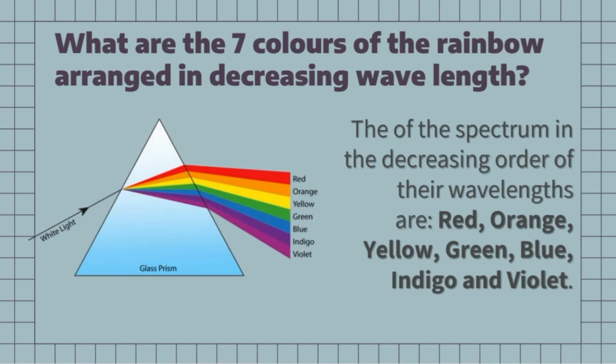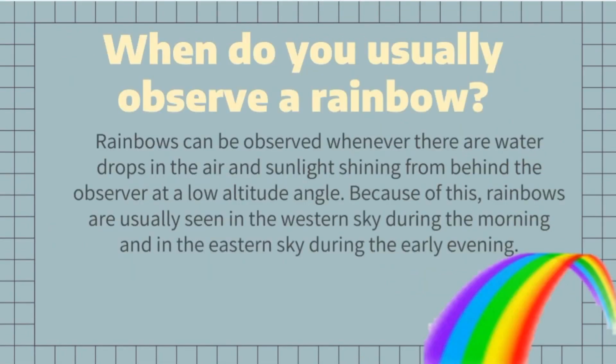What are the 7 colors of the rainbow arranged in decreasing wavelength? Of the spectrum, in the decreasing order of their wavelengths, are red, orange, yellow, green, blue, indigo, and violet.